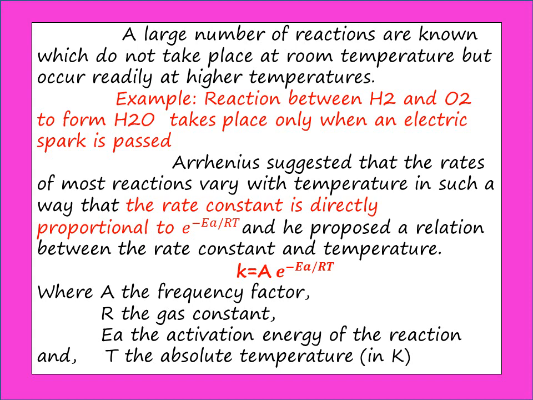If they ask you in the exam what is the Arrhenius equation, you write K is equal to A e to the power minus Ea by RT. That means the rate constant is directly proportional to e to the power minus Ea by RT. Here A is called the frequency factor, R is called the gas constant, Ea is called the energy of activation, and T is temperature in Kelvin.